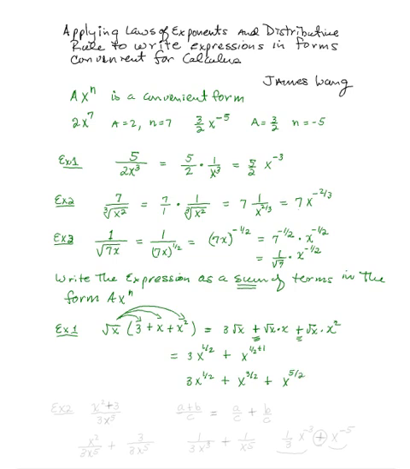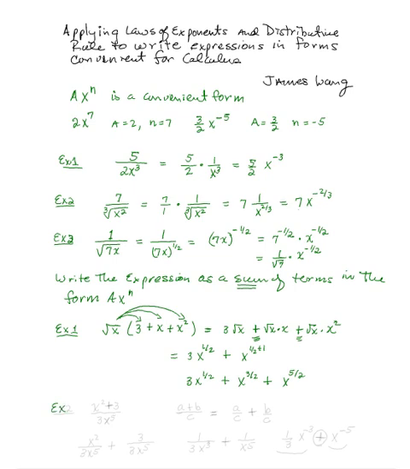And so now we have a sum of terms, and each term is in the form ax to the n. In the first case, a is 3 and n is 1/2. In the second case, a is 1 and n is 3/2. In the third case, a is 1 and n is 5/2. So we've got terms that are in the form that we're calling convenient for calculus.